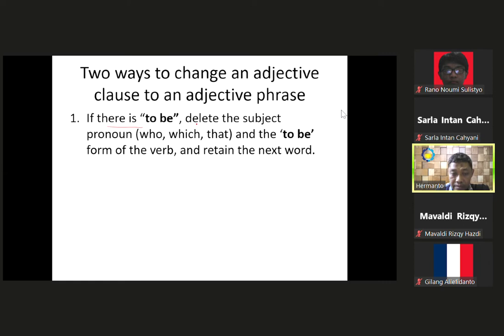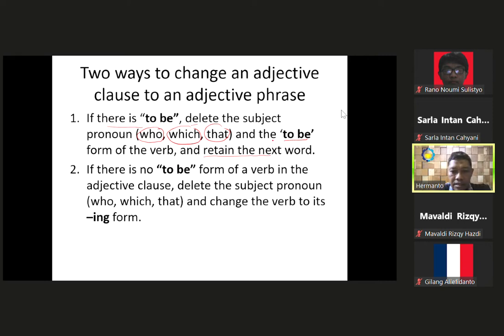the next step is to delete the subject pronoun. As you know, the subject pronoun in an adjective clause is who, which, that. There are 3 words as subject pronoun in the adjective clause. And this subject pronoun, of course, as the subject, starts the adjective clause. The next step is to delete to be, and you just keep the next word after to be. Okay, so that is the first way.